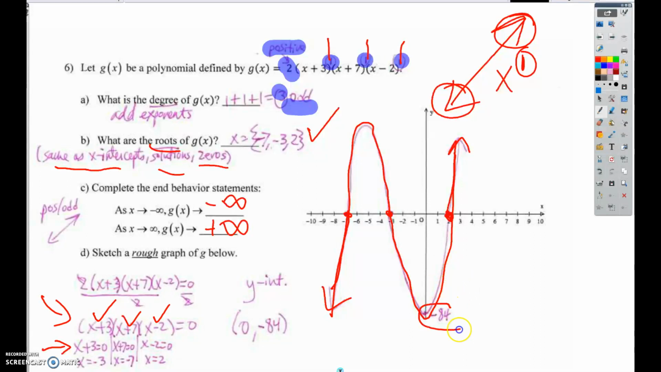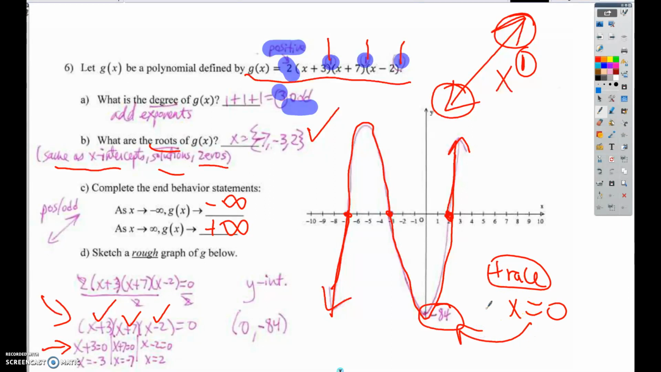Now, what I need down here is my y-intercept. In my calculator, I can put g of x, and then I can put the entire function in y1, and then I can tell the calculator, using the trace button, tell me what happens when x equals 0. The calculator will tell you the y-intercept is negative 84, and so you just need to mark it on the y-axis. Sorry, this is the y-axis, and you need to label it negative 84.